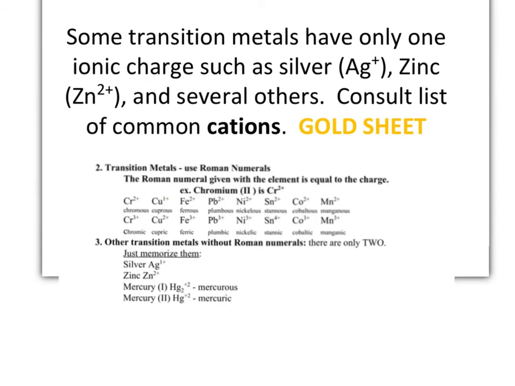Now, some of the transition metals will have only one charge, and you just know it, and you don't have to memorize it because you will always have your gold sheet. But here are the special ones that don't switch back and forth, and these are just the names. You have the silver ion, the zinc ion, the mercury 1, which is mercurous, and the mercury 2, which is mercuric. Okay, and those are just always.